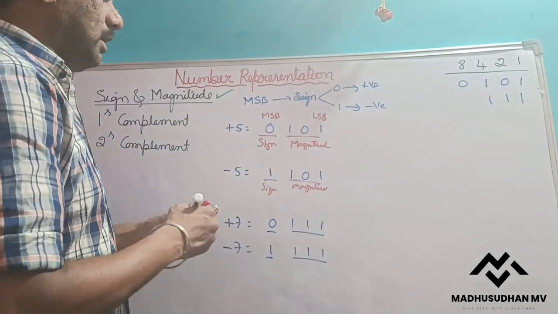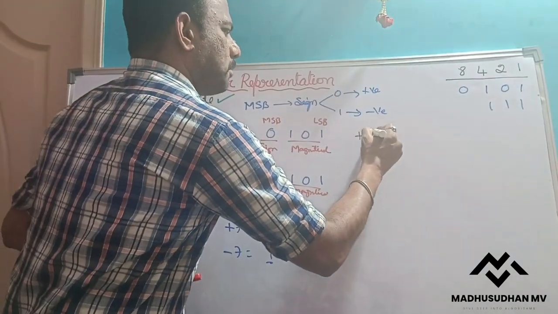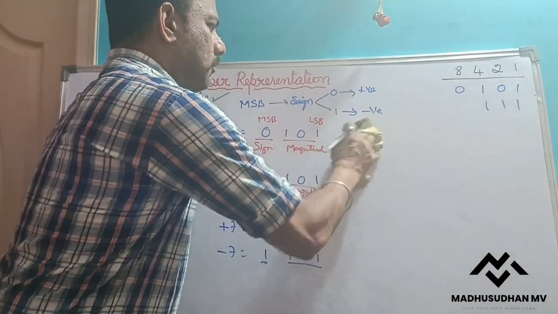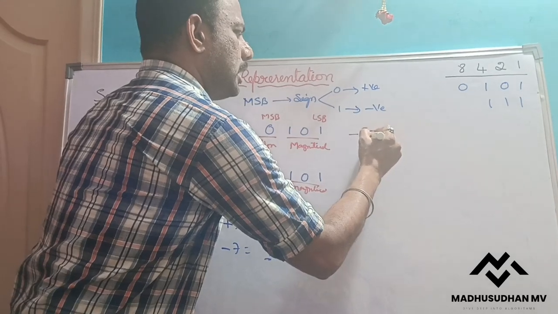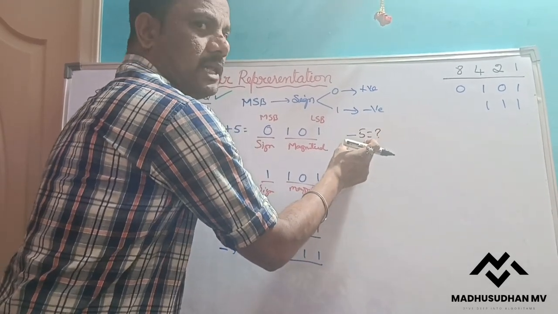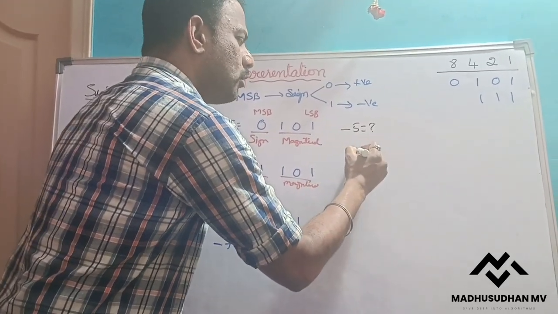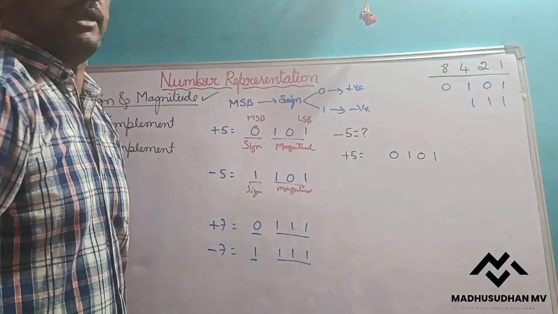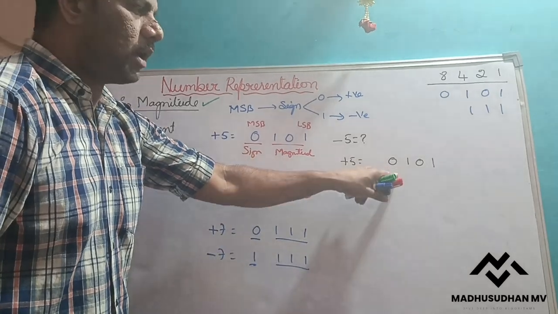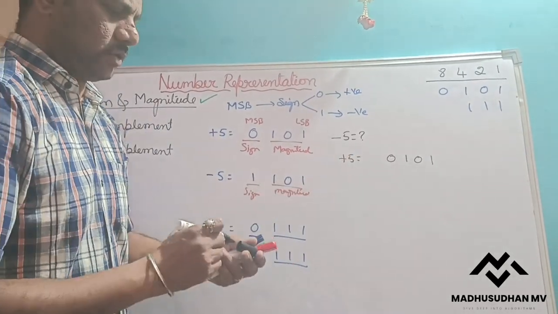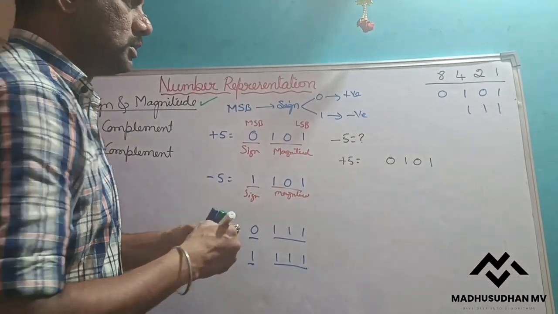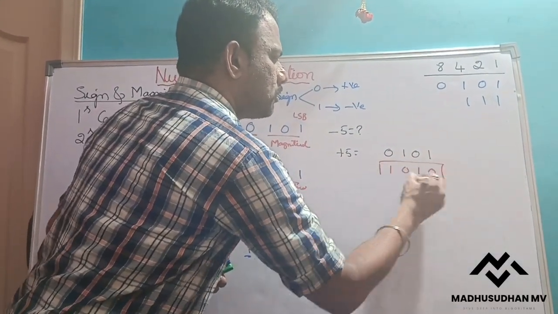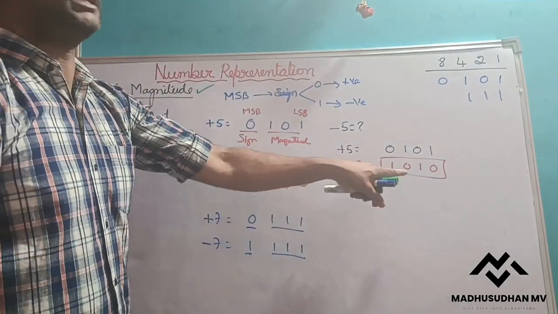For example, let us say plus 5. Now I want to write minus 5, but we don't know how to write minus 5. I want to represent the negative binary number for minus 5. What we know is plus 5, which is 0, 1, 0, 1. Now change 0s to 1s and 1s to 0s. 0 becomes 1, 1 becomes 0, 0 becomes 1, 1 becomes 0. This is minus 5.